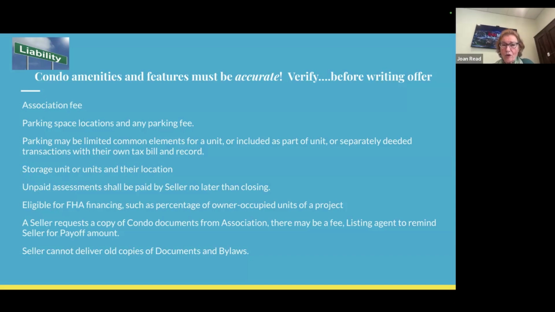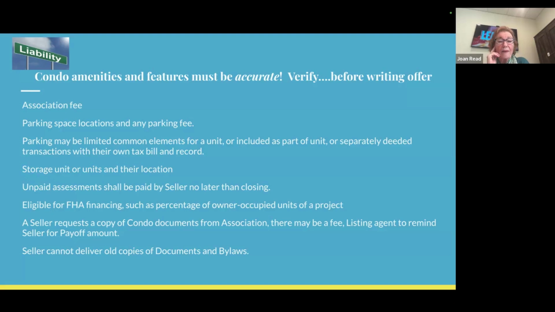So it's your responsibility as the listing agent to verify with the seller that they understand the association fee, the current one, and parking space locations, what their identity is, any fees. Parking may be a limited common element for a unit, or included as part of the unit, or separately deeded transactions with their own tax bill and record. Make sure that you know what kind of parking spaces are being offered. Storage units and their location.